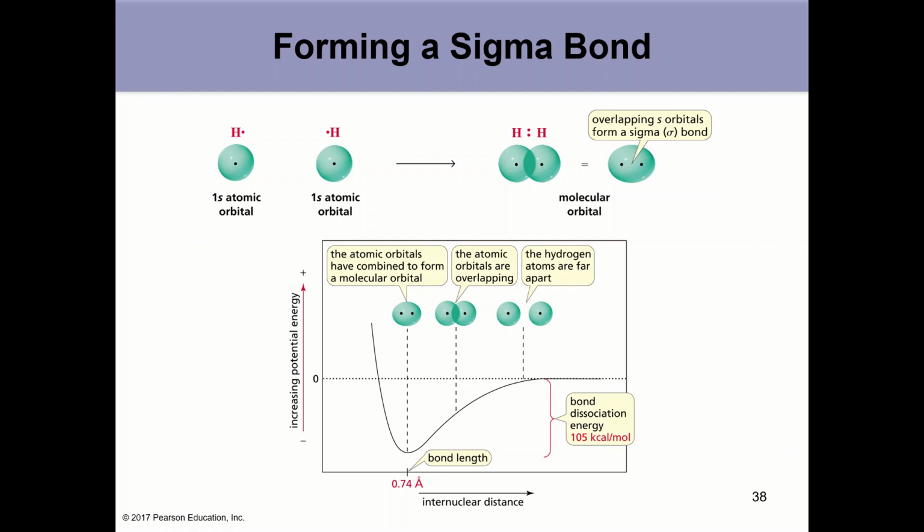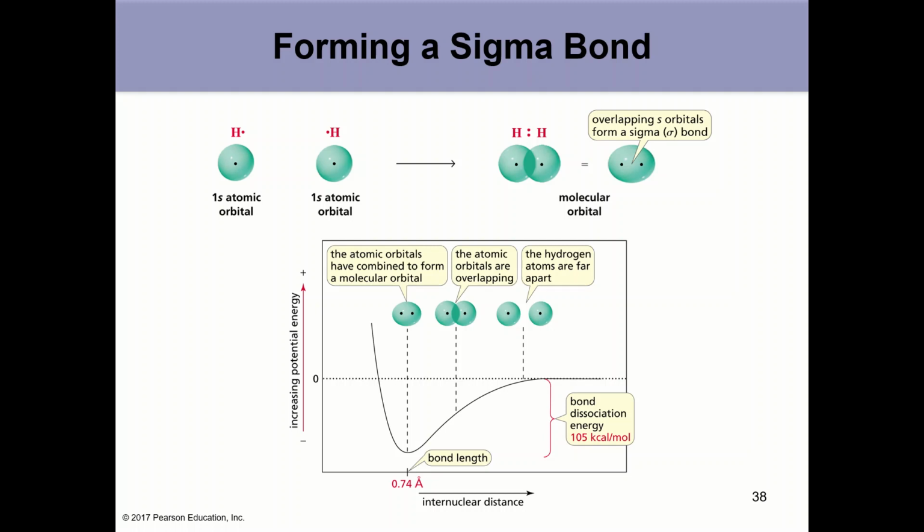Forming a sigma bond for hydrogen atoms, they have 1s orbitals and only 1s orbitals. And the sigma bond between one hydrogen atom and a second hydrogen atom is formed by combining two s orbitals to form a sigma bond, and we call this end-on overlap.